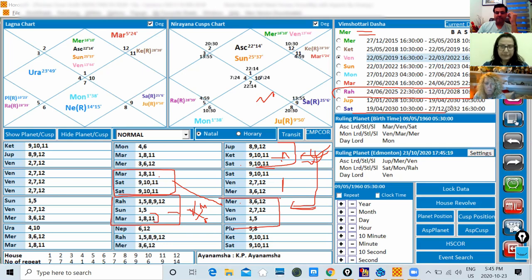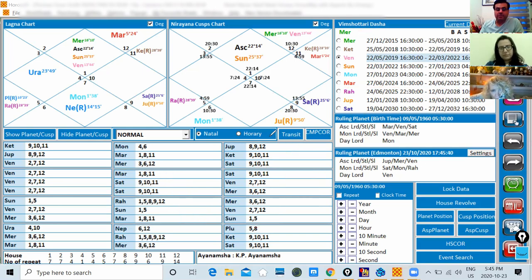And after Jupiter, Saturn will come. What is Saturn showing? Mixed results, right? I make it easier for you. Mixed results. Yes. Some 2, 6, 10 is there. 2, 6, 10, 11 is here. But 12 is also here. So mixed results. He will have good money inflow, but consider expenses are also coming.